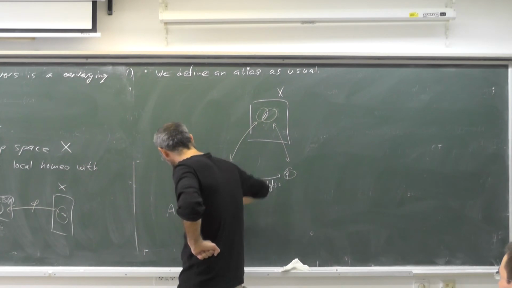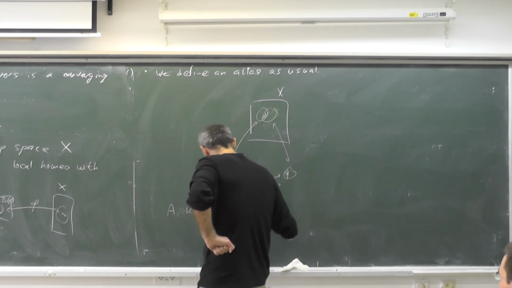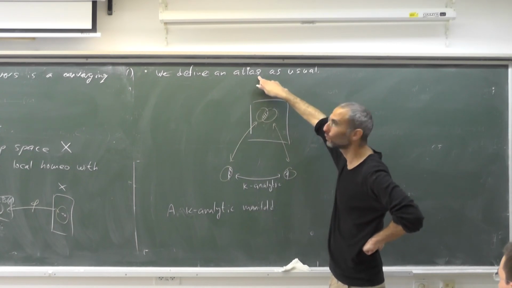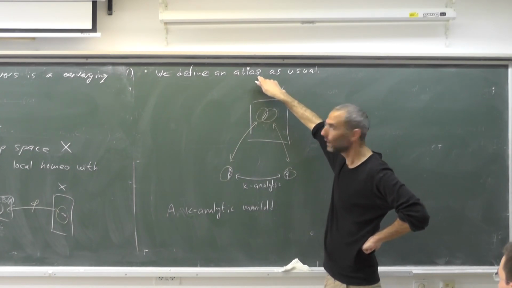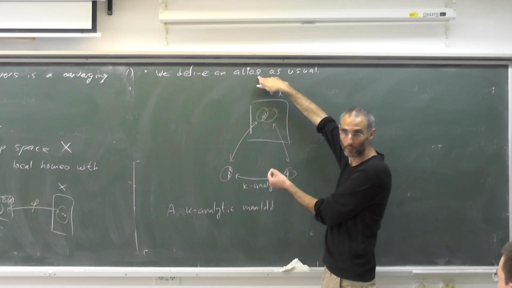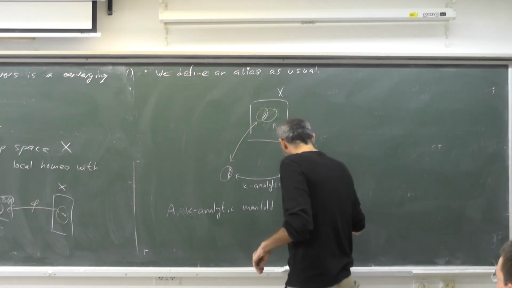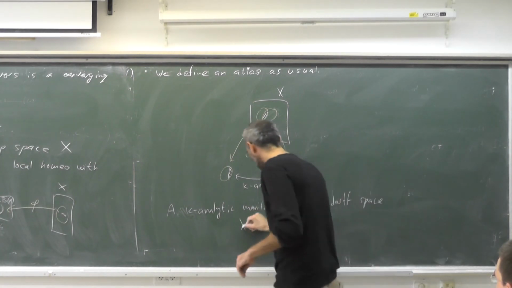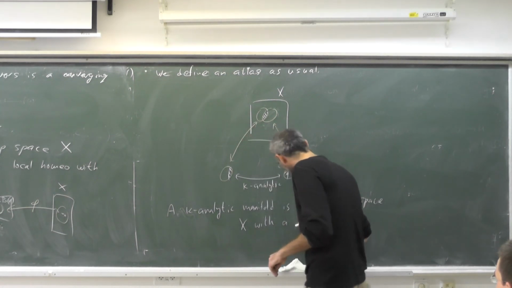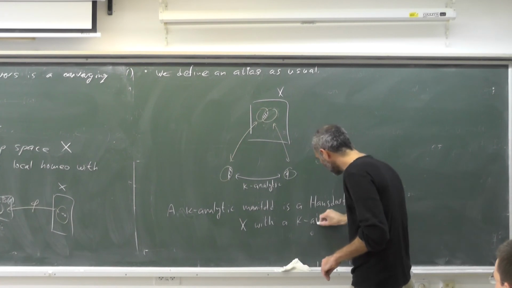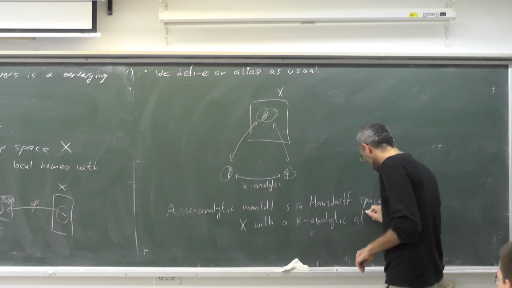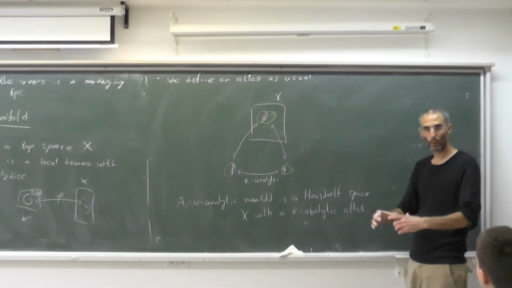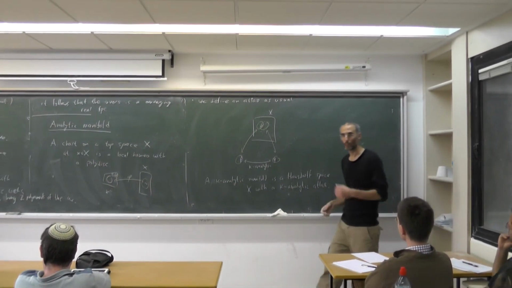A K-analytic manifold, and of course an atlas: in order for a collection of charts to be an atlas, I want it to be compatible in that way, and defined everywhere. A K-analytic manifold is a Hausdorff space X with a K-atlas. Okay, so intuitively this is what I get by taking polydiscs and gluing them together in a K-analytic way.